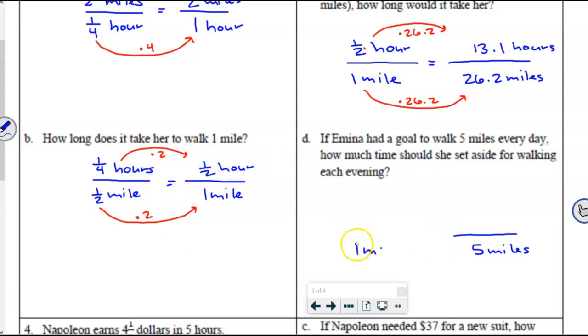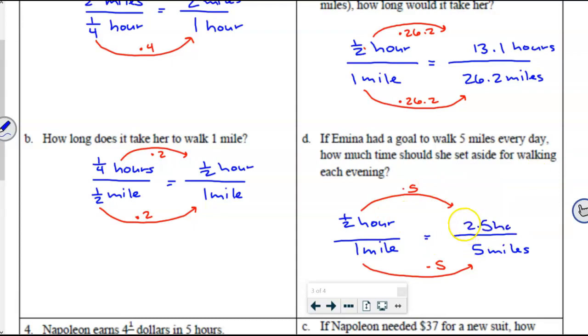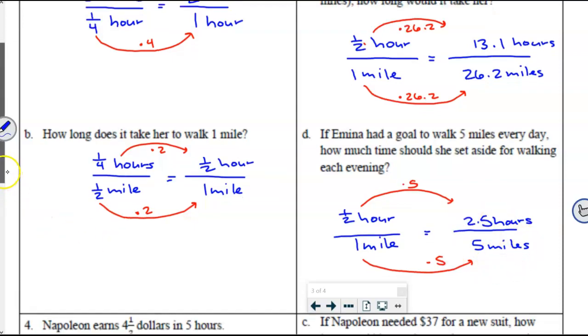So 1 mile, 1/2 of an hour. And I can see here 1 mile multiplied by 5. So 1/2 of an hour multiplied by 5. And 1/2 of an hour multiplied by 5 is equal to 2.5 hours. She needs to set aside 2.5 hours every evening so that she can keep up her goal. Walking for 2.5 hours every night will have her walk 5 miles.